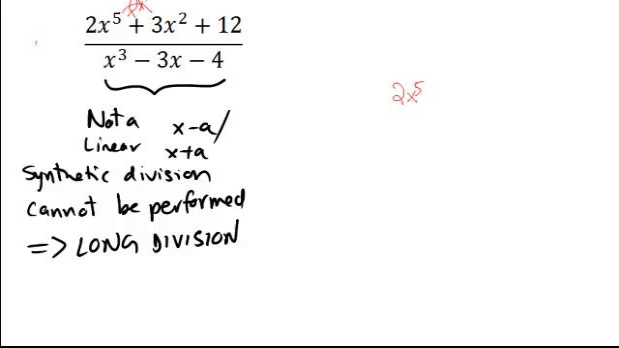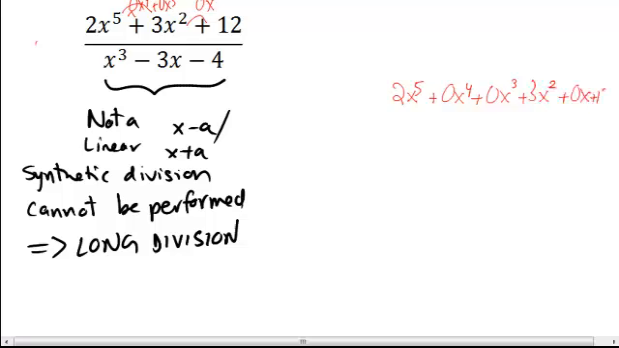So I have 0x to the 4th here. Then I have 0x cubed here. So 5, 4, 3, 2, and then we have the linear term missing here also. So you have plus 0x to the fourth plus 0x cubed plus 3x squared plus 0x plus 12. And we're dividing this by x cubed minus 3x minus 4.